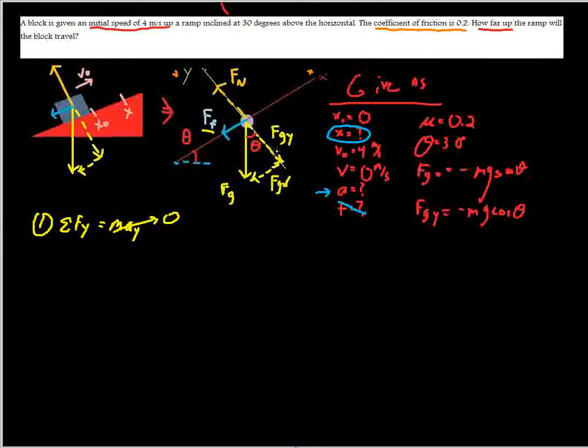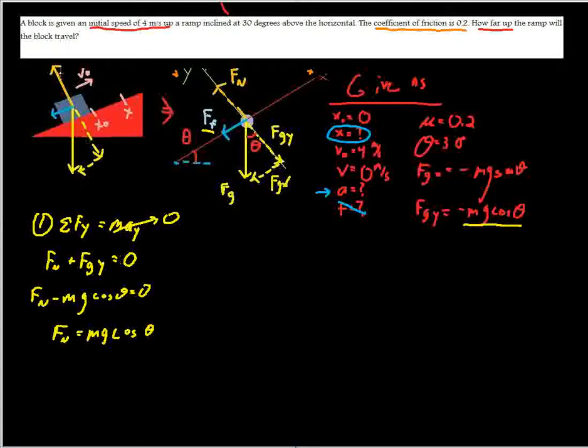I have a normal force, and I have a force of gravity in the y. So I do normal force plus force of gravity in the y. Those are the only two forces I have in the y direction. That equals 0. I know what the force of gravity in the y is. So I have normal force minus mg cosine theta equals 0. And so I get that the normal force directly opposes the component of gravity that's trying to pull this block through the surface down this way. So there I get my normal force.